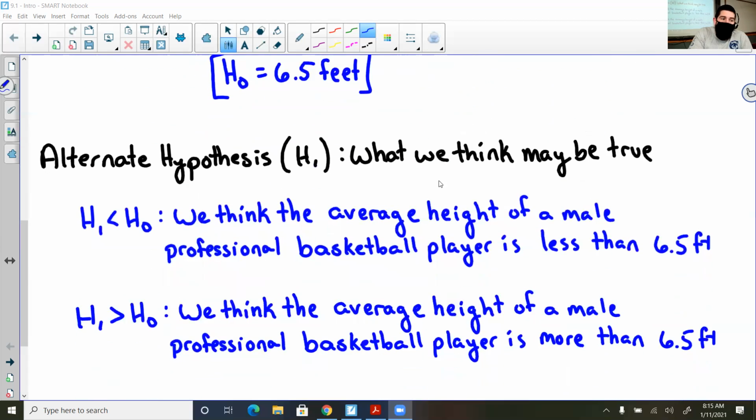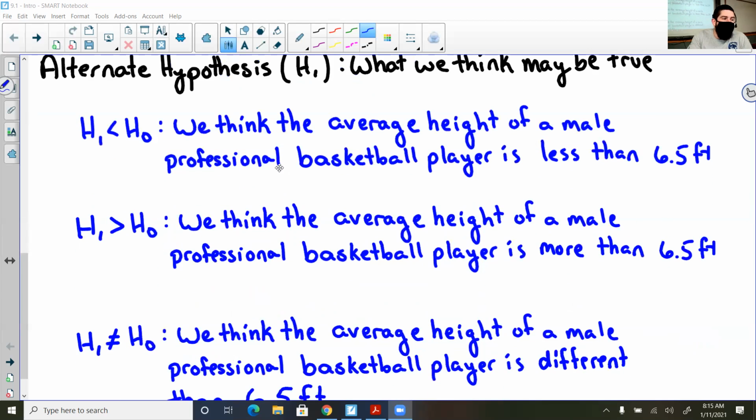Well, someone comes along and they create an alternate hypothesis. An alternate hypothesis is H sub 1. This is what we think may be true. So I might have some sort of evidence that proves this. Maybe I don't, but this is what we are proposing could be happening. And so there are 3 different alternate hypotheses that could be occurring.